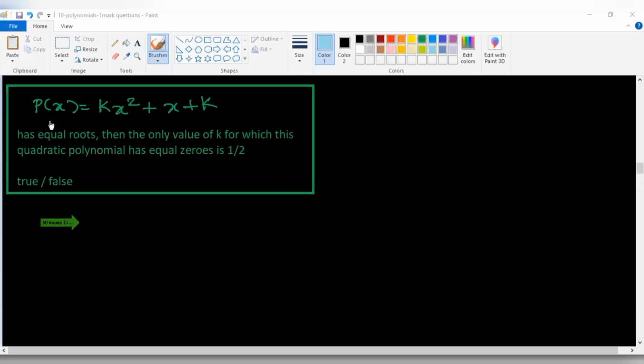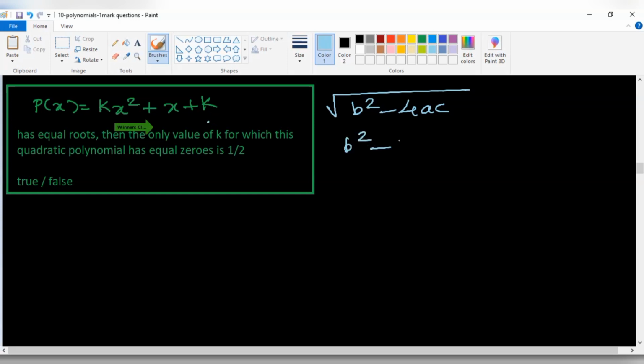This is the last question. P of x is given as kx square plus x plus k and has equal roots. Then the only value of k for which this quadratic polynomial has equal zeros is 1 by 2. Anyway, what is given? This quadratic polynomial has equal roots. That happens when the discriminant, that is, inside the square root we have b square minus 4ac, is 0. When this is 0, then only the polynomial will have equal zeros.